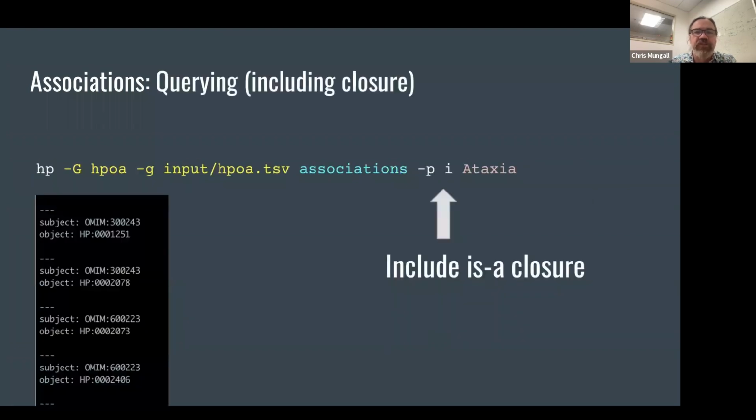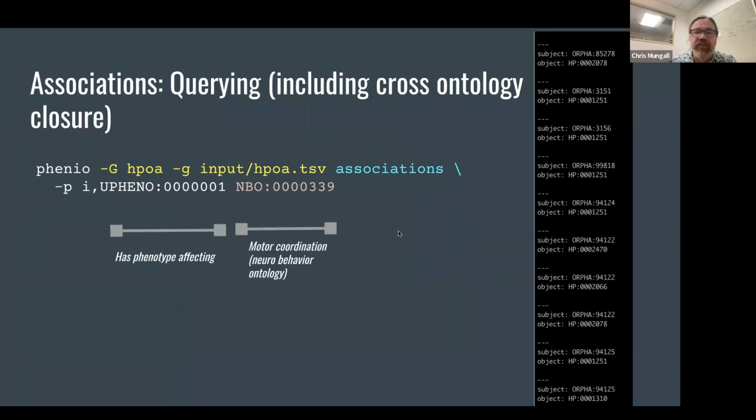So we can actually use this to do queries over associations. The inputs get a little bit more complex here because we want to pass in the human phenotype ontology as an argument, but also pass in an association file as well. And there's no one universal standard for formats for association files. So in this particular case, we're saying use the HPO association file format and get me all associations to ataxia or to a descendant of ataxia. So again, this shows how the predicates option can be used universally across a number of different commands.